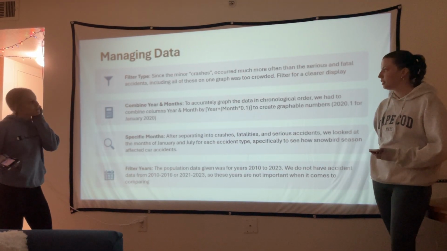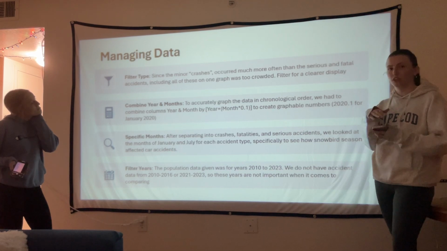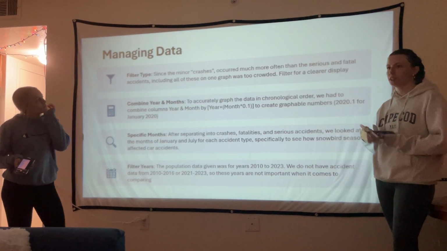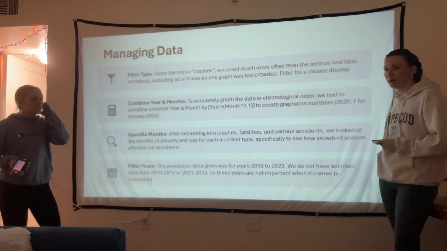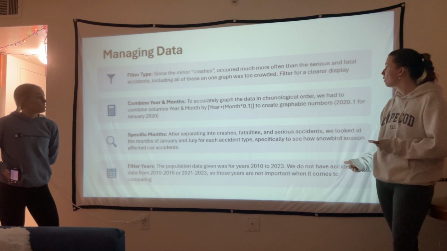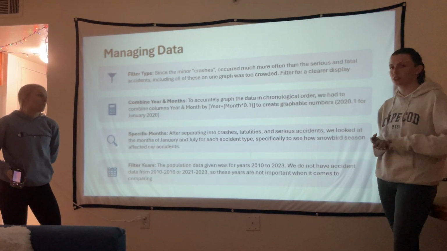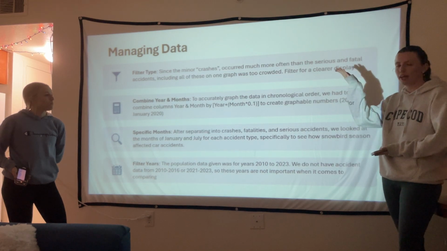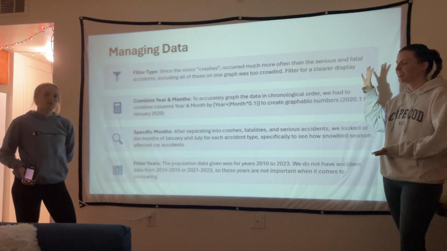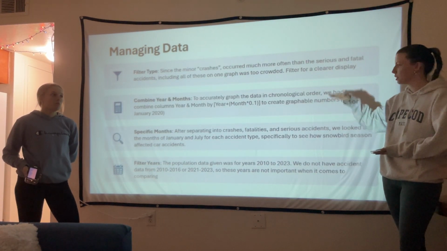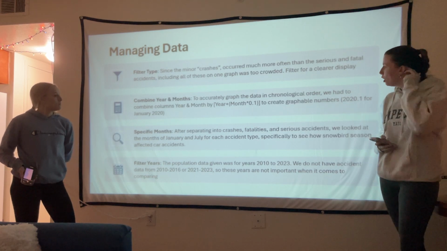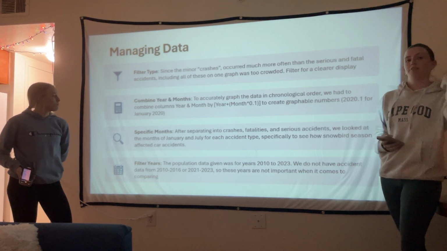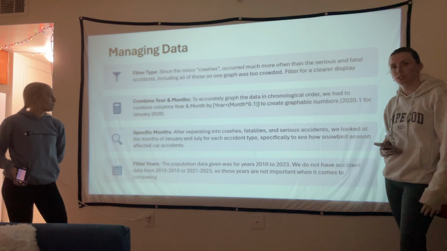So we managed our data by filtering out the different crash types, because since the crashes were separated by severity, obviously there's going to be a lot more crashes that are just considered crashes or not serious or fatal. So that one was so highly elevated that on the same graph, it's hard to see the disparity between the things. But we also separated by different months to account for snowbird season.